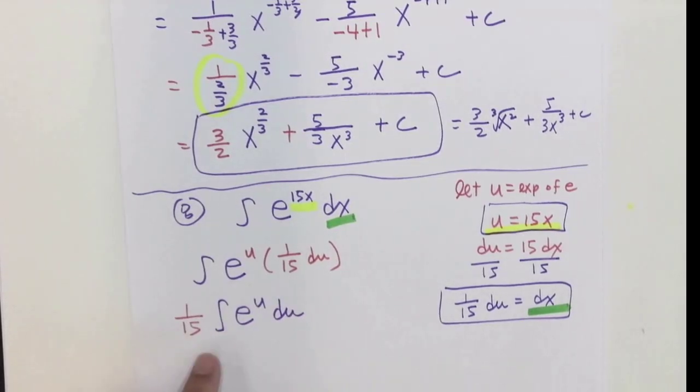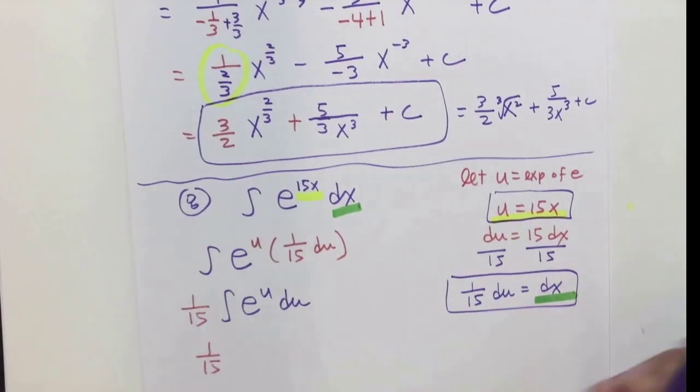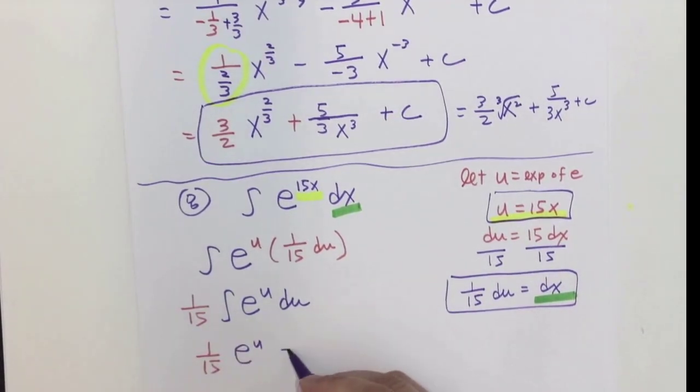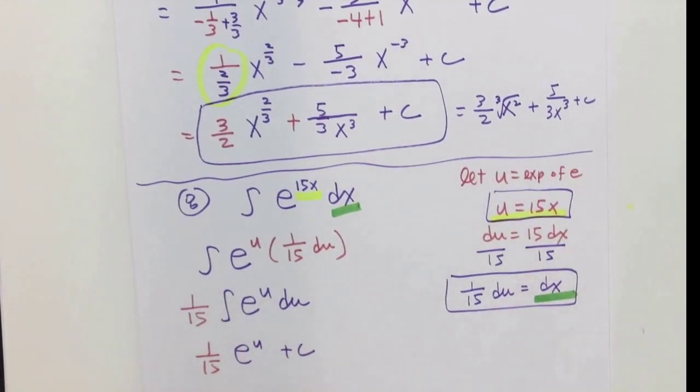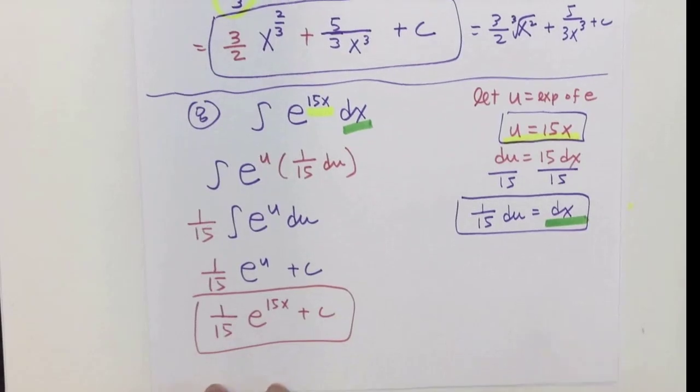E raised to some power, taking the integral is just going to become what? E to the u, it didn't change anything, and then add a c, right? And the u is what? 15x. So we just need to put it back. 1 over 15 e to the 15x plus c. That is how it works for the substitutions.